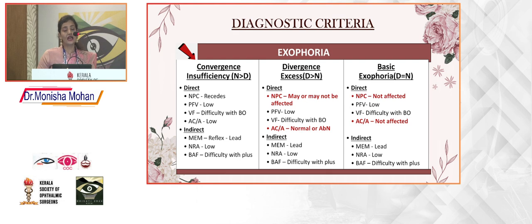Now MEM will have a reflex lead. So the patient is having an accommodation insufficiency. They're trying to over accommodate. So that's why you're going to have a lead in accommodation. Then there is a problem with the plus lenses. So the NRA is low, and in the binocular accommodation facility, patients are going to have a problem with the plus lenses. So both the other variants are pretty much the same, although since the problem is more for distance, your NPC may or may not be affected much.